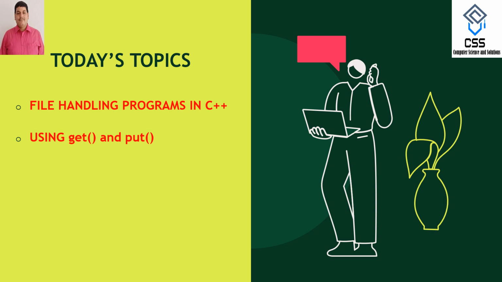In C, if you remember, we use getc and putc for reading and writing a character, and getw and putw for reading and writing a number. But in C++, the get function and put function are used to write and read all kinds of characters and numbers. With the help of get and put, we can read data from and write data to a file.